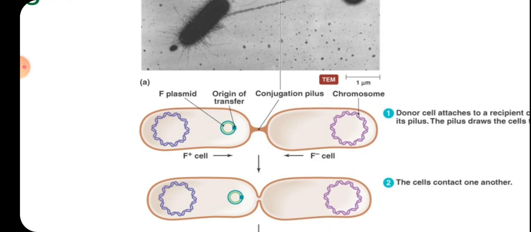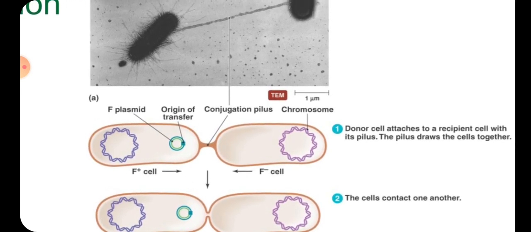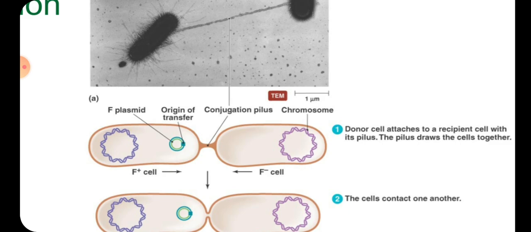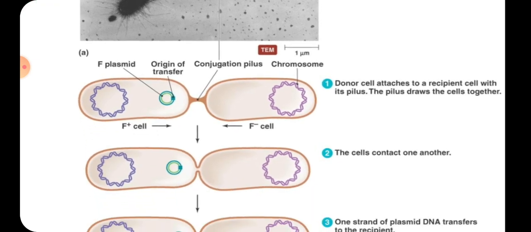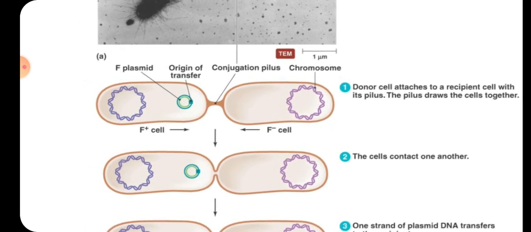Now, in the second stage, in the first case, the donor cell, which is the F positive cell, attaches to a recipient cell with its pilus. You can see the conjugation pilus in this diagram. The pilus draws the cells together. In the second stage, the cells contact one another.